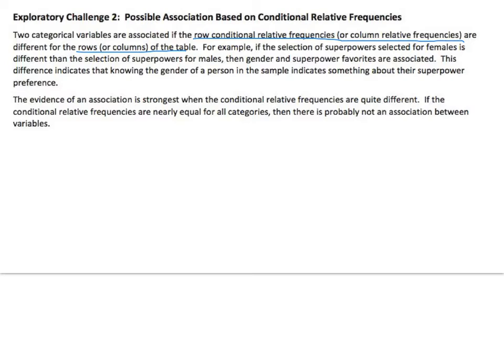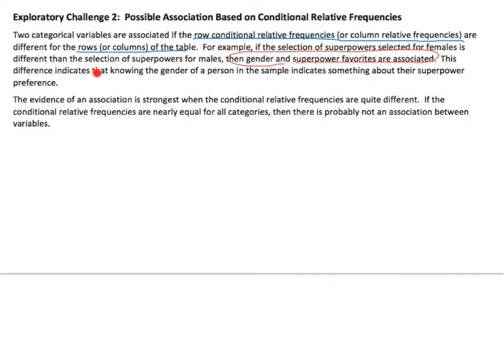If the selection of superpowers selected for females is different than the selection of superpowers for males, then gender and superpower favorites are associated. Okay, then two variables are associated. Go back to the beginning. Two categorical variables are associated if the row conditional relative frequencies are different for the rows of the table. Two categorical variables are associated if the column relative frequencies are different for the columns of the table.